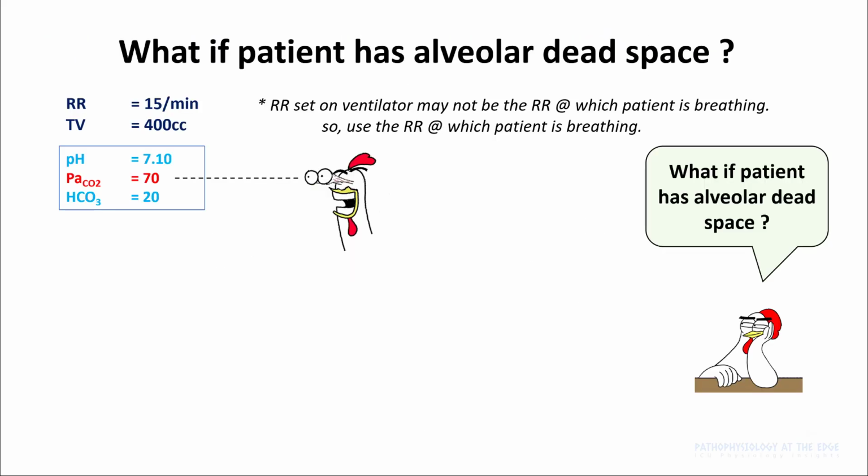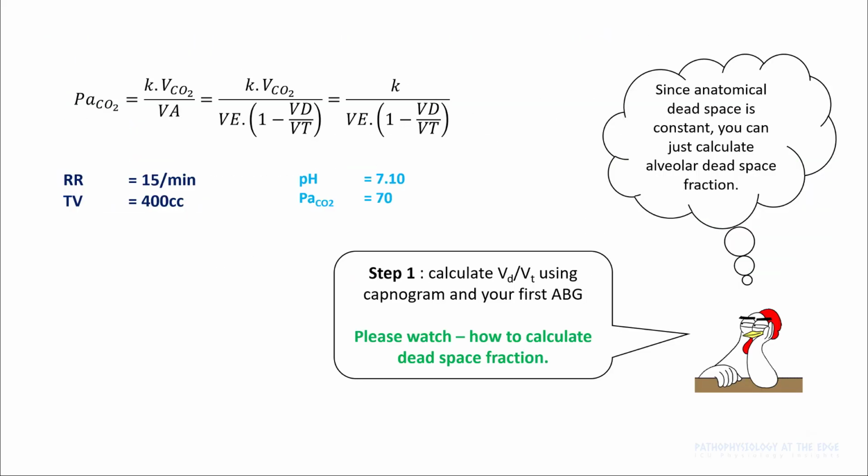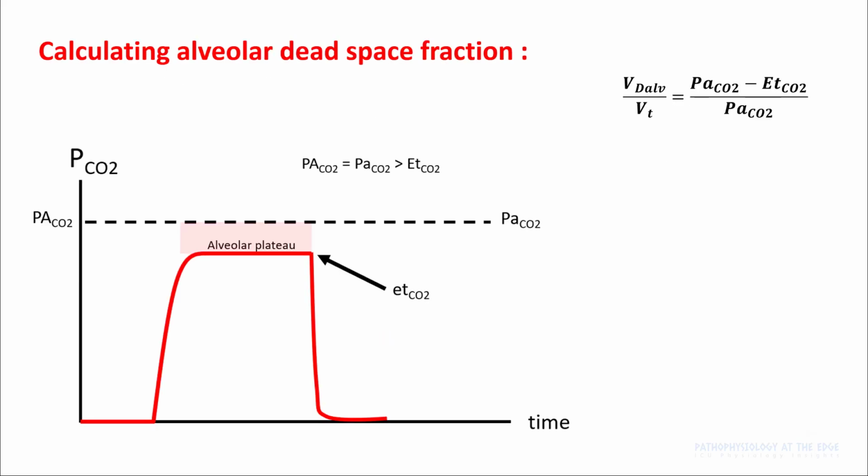So what if your patient does have an alveolar dead space? In this case, we cannot really ignore VD by VT. So the first step would be to figure out the dead space fraction, and we have talked about this in our previous lecture. Alveolar dead space fraction will be nothing but arterial CO2 minus end-tidal CO2 by arterial CO2. We are going to ignore the anatomical dead space, as that's going to be constant in both situations.